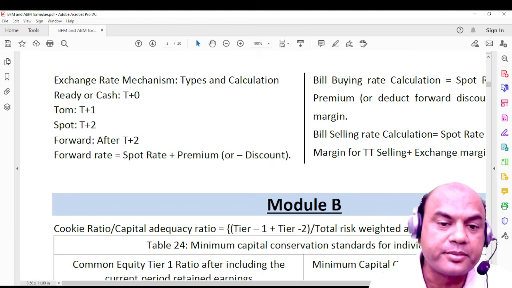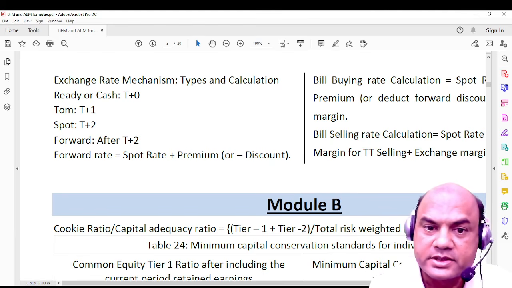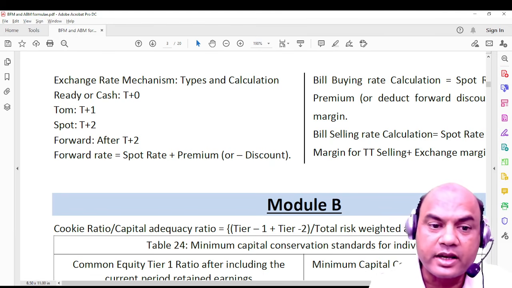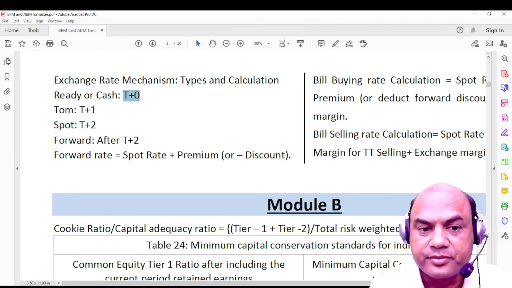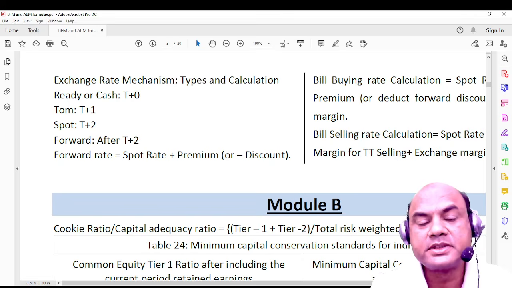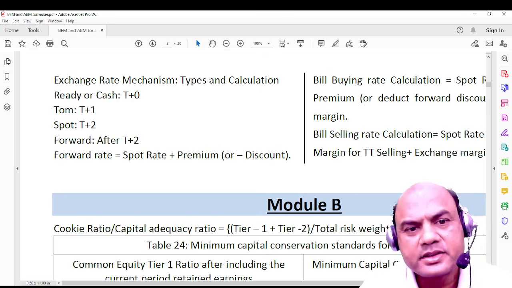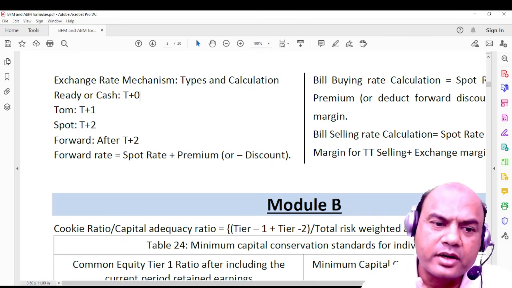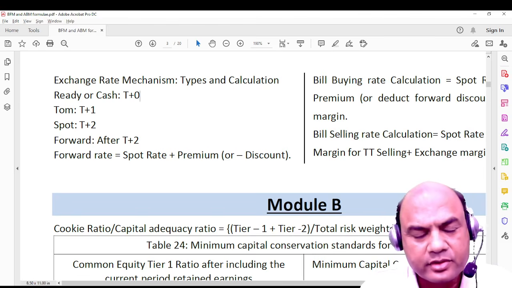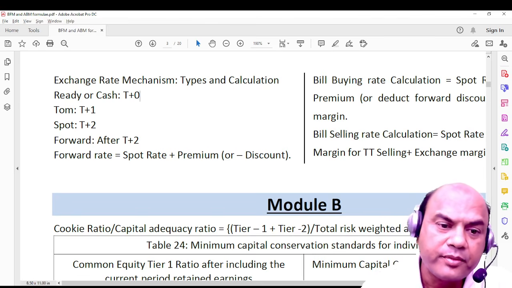What are the various types of transactions? Types and calculation. Ready or cash, T plus 0. We have these 4 terms: first is cash ready, second is Tom, third is spot, and fourth is forward.